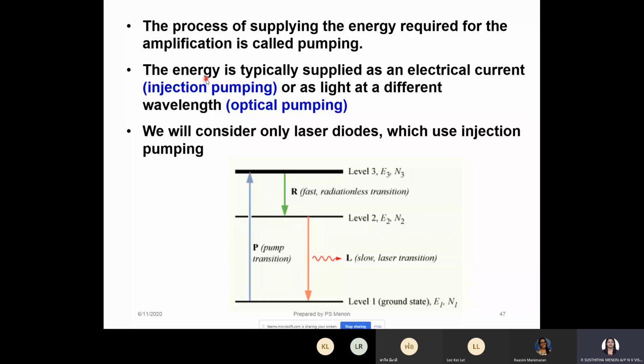So this energy, if it's supplied as electrical current, we call it injection pumping. Or if it's supplied using a wavelength or another optical source, we call it optical pumping. So actually, I will emphasize injection pumping, that means using electrical current, but I also will touch a little on optical pumping as well. Okay.